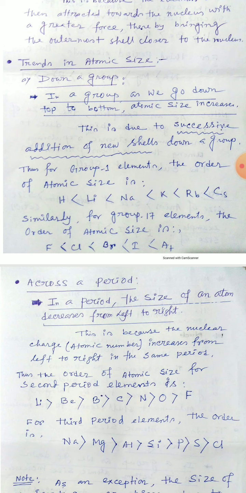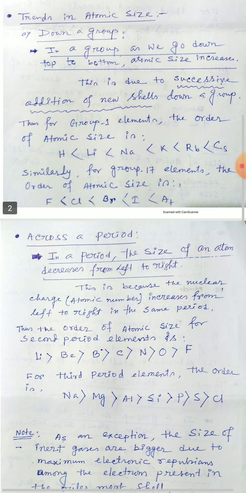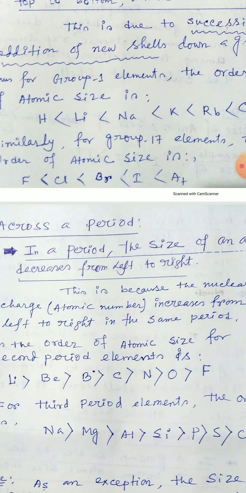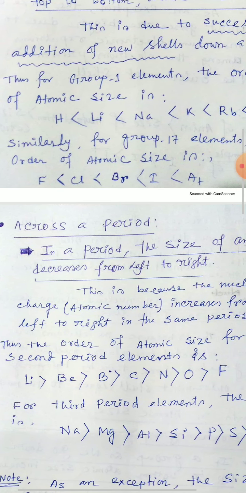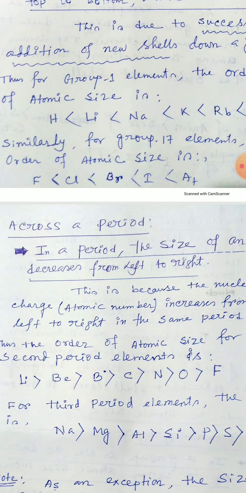Similarly, in the case of group 17 elements, from top to bottom: fluorine, chlorine, bromine, iodine, astatine. You can see here group 17 elements. So now we know that down the group, atomic size increases. So the largest is astatine for group 17 elements, and the smallest is fluorine.